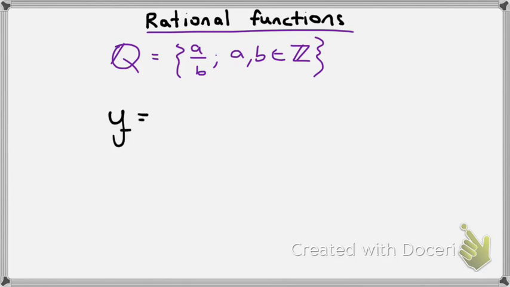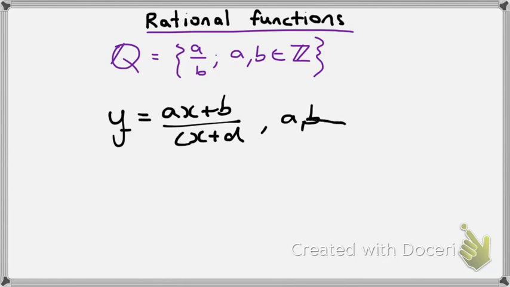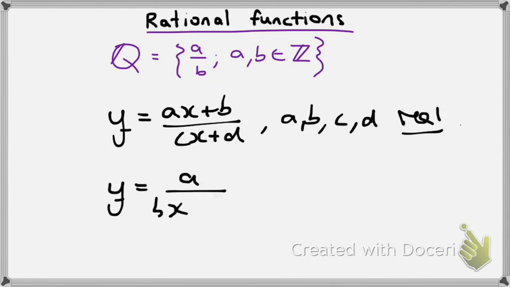A rational function looks something like this, where A, B, C and D are real. If you've got a rational function, that is what it looks like. And it turns out you can rewrite all of them in the form something like a over bx plus c, plus d, right? And once I do that, I can always sketch it.